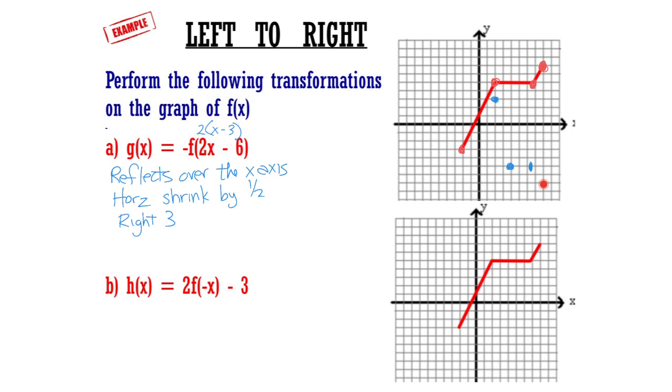Now I'm going to shrink it horizontally. I'm in luck here because this one is actually over 8. So if I'm over 8, I want to be half that. So I'm going to only be over 4. And then I'm going to take it and move it right 3. And there's my ordered pair right there.